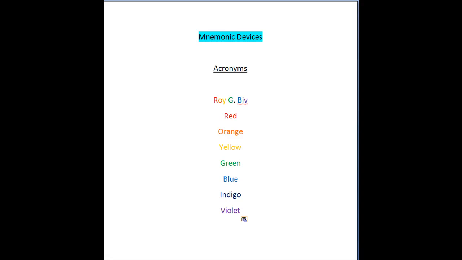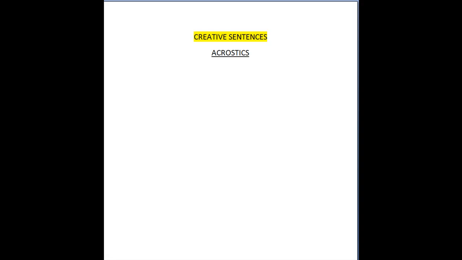Another skill to help memorize facts are creative sentences. Acrostics are sentences that help you remember a series of letters that stand for something. Many of you who have learned to read music will recognize "Every Good Boy Deserves Fudge." This stands for the music notes on the lines of a treble clef staff, E, G, B, D, and F.